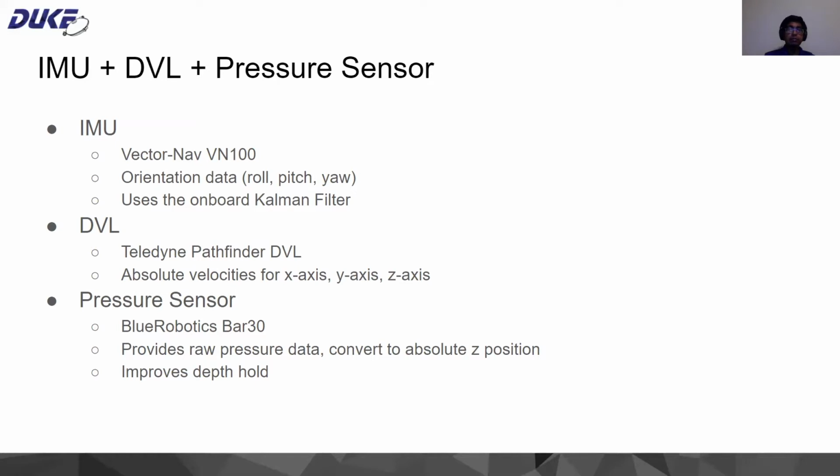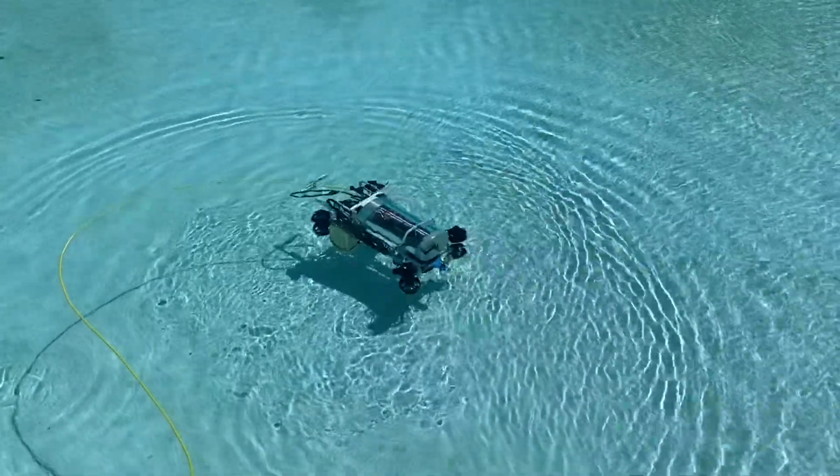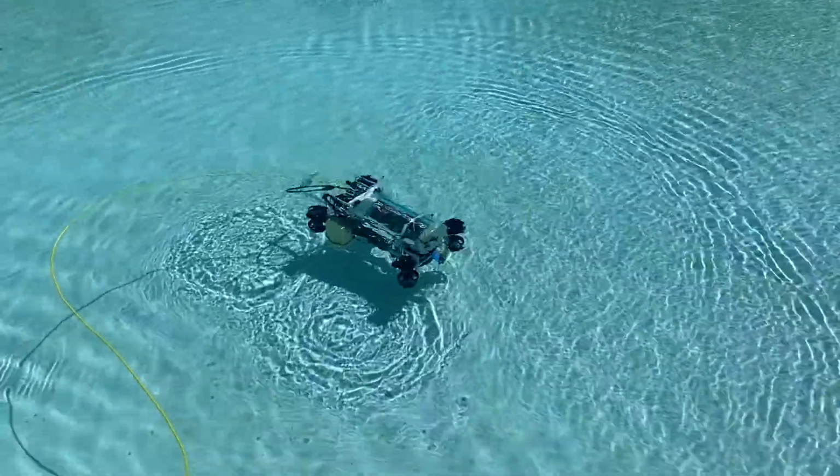It provides us with linear velocity data. We don't use the linear acceleration data from the IMU. This is because our DVL provides the linear velocity. We found that by using our raw DVL data, it's more accurate than integrating the linear acceleration provided from the IMU. We'll also use a pressure sensor, a Blue Robotics Bar30, that gives us pressure data, which we convert to depth. We've noticed that this drastically helps our depth hold.